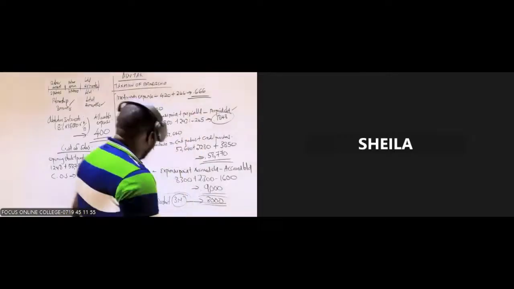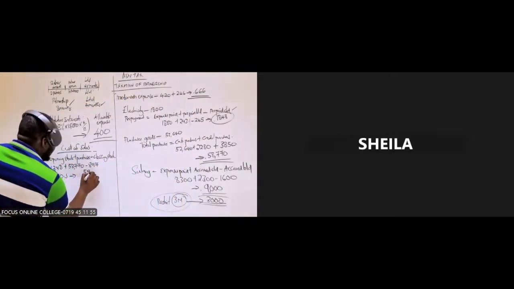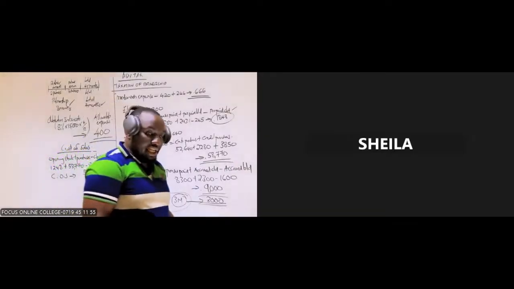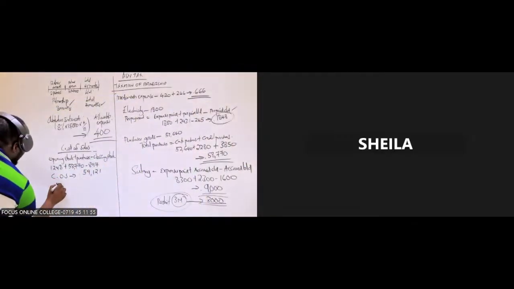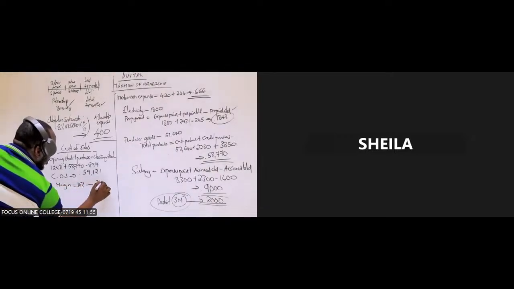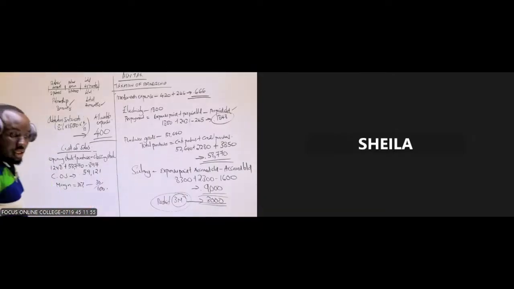So 59. So all of us, are we getting that? Now I touch on when you're told the gross profit margin. The gross profit margin is 30%. That is what we call 30 over 100. Tuko pamoja.